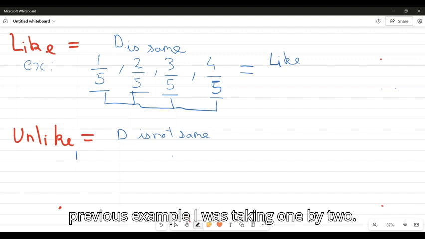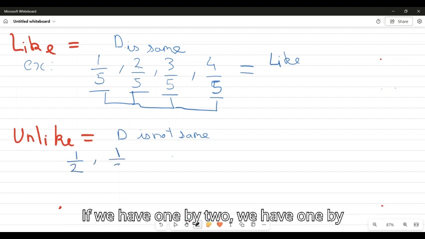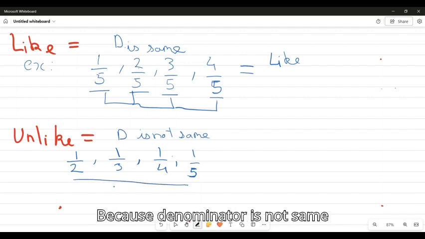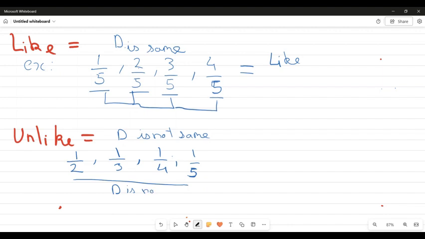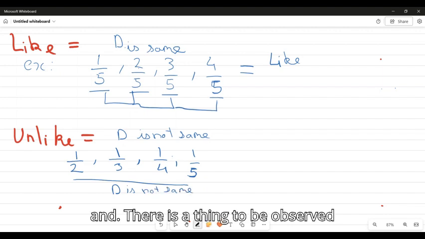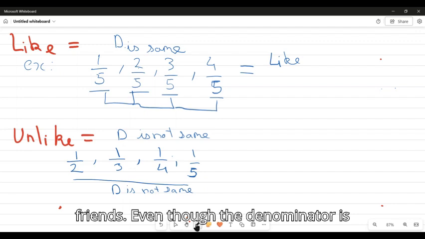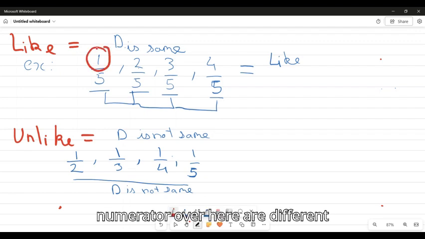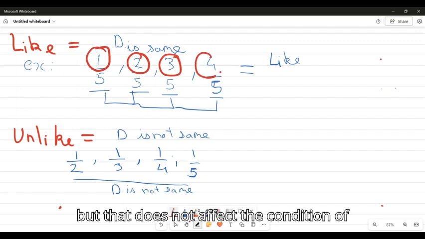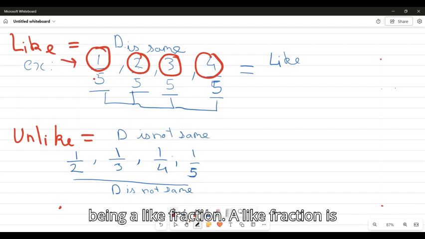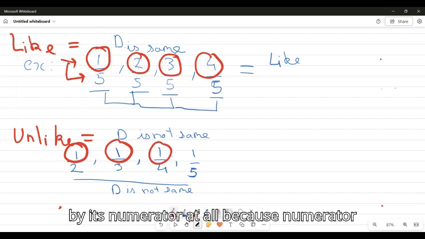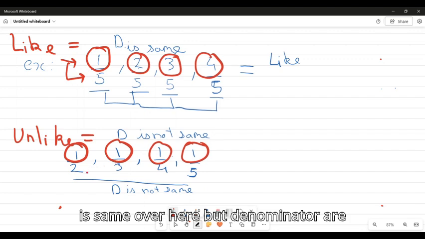Now in the previous example, I was taking 1 by 2. If we have 1 by 2, 1 by 3, 1 by 4, 1 by 5, these are unlike fractions. Why? Because the denominator is not the same. And there's a thing to be observed, friends. This is the basis of classification. We can observe the numerators over here are different, but that does not affect the condition of being a like fraction. A like fraction is totally governed by the denominator. Similarly, an unlike fraction is not governed by its numerator at all, because the numerator is the same over here, but the denominators are varying.